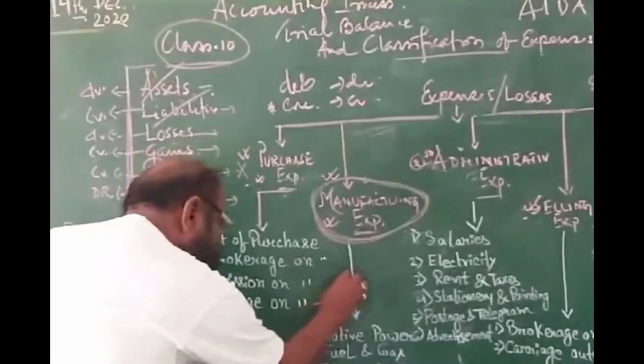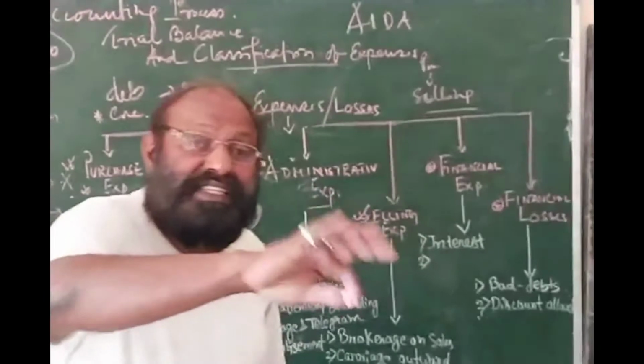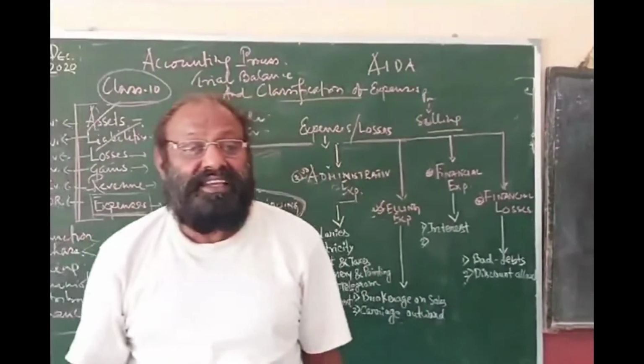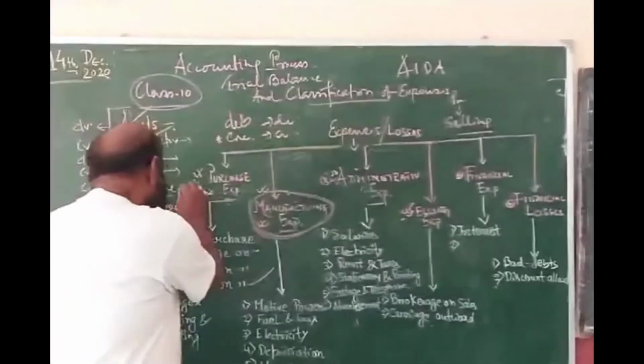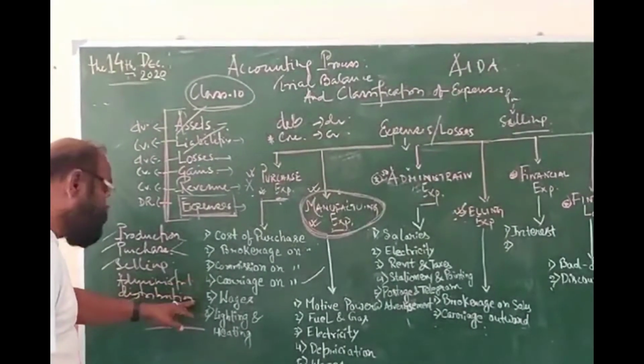Carriage on purchase, that is carriage inward. And whenever I am selling the commodities and making the goods reach the point of consumption of the customer, that is carriage on sales. Clear? So these are my carriage activities. Now then comes the distribution.